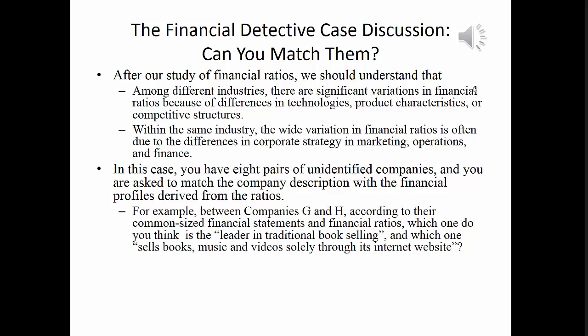So let's take a look at the financial detective case from the casebook. In this case, you have 8 pairs of unidentified companies, and you are asked to match the company descriptions with the financial profiles derived from those ratios. For example, between company G and company H, according to their common-sized financial statements and financial ratios, which one do you think is the leader in traditional book selling, and which one sells books, music, and videos solely through its internet website?